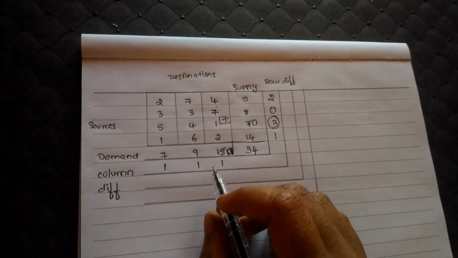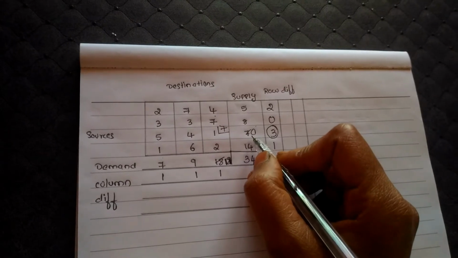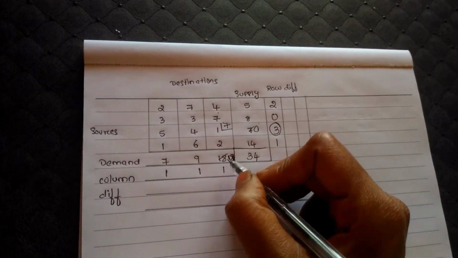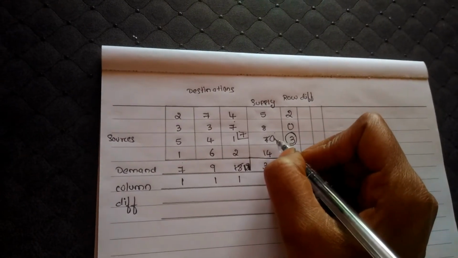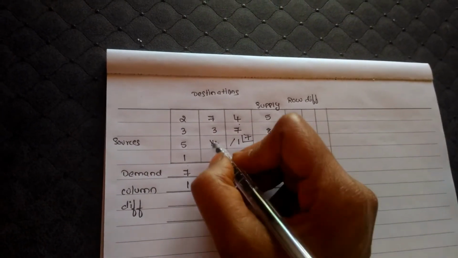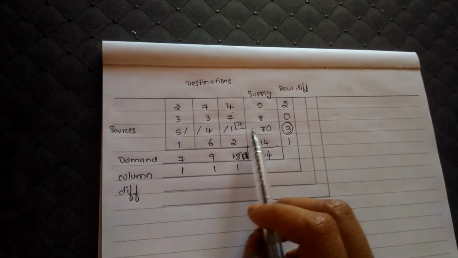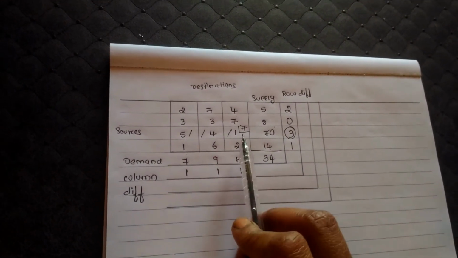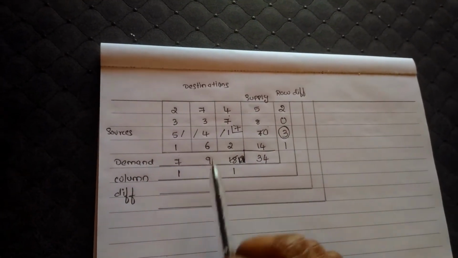Now the demand was 18 and the supply was 7. So I satisfied the 7 supply, where I'm left with only 11 demand still, and the supply has gone to 0. So I will just strike out this whole row. After the first iteration, row number 3 has been struck out. So go for the second iteration and find out the row difference and column difference.